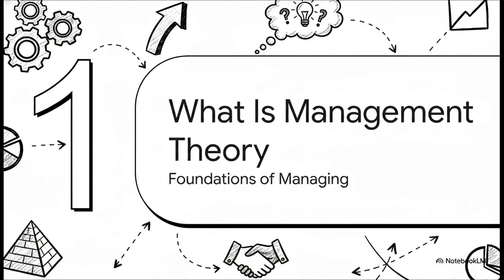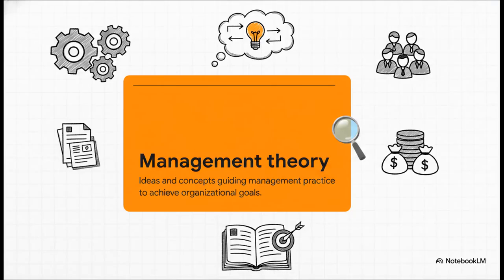What is management theory? Foundations of managing people. Before we trace the history, we need a rock-solid definition. Management theory is basically a collection of ideas, concepts, principles, and frameworks. Its entire purpose is to understand, explain, and guide the practice of management within organizations. Think of it as a systematic way of analyzing how to handle people, resources, and processes to actually achieve goals. It's essentially the ultimate playbook for getting things done. Because without these conceptual frameworks, an organization isn't really a company, right? It's just a chaotic group of people pulling in 100 different directions with zero unified purpose.